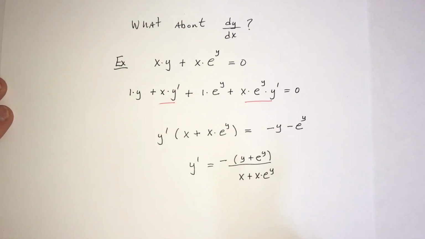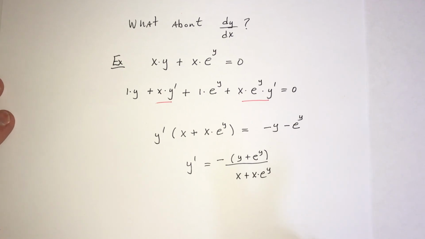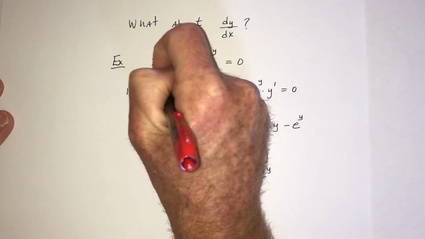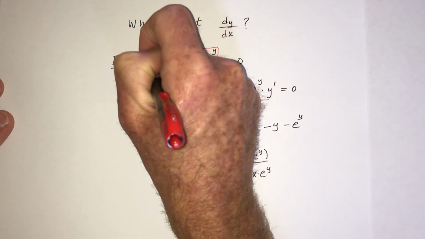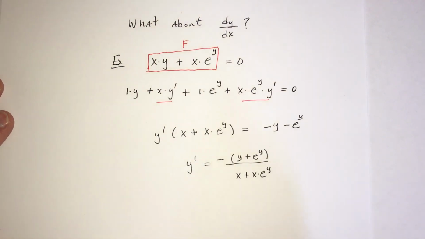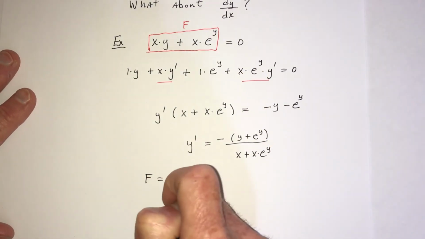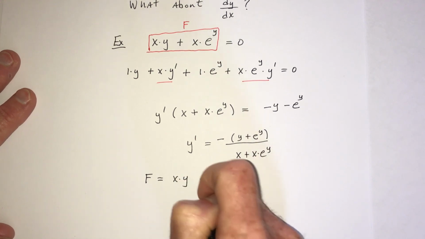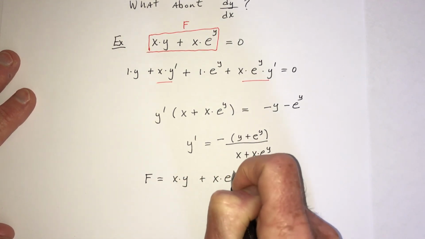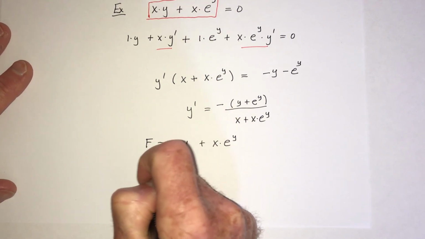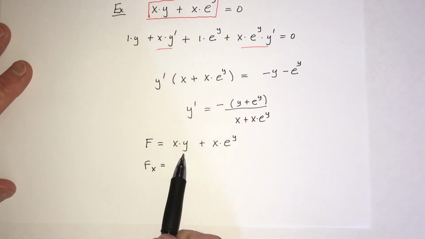Now that was Math 3A. Now let's do this with Math 3C. So once it's set equal to 0, just call all of this your function, which I'm going to call capital F. So capital F equals this. Now let's do this with Math 3C. Take the derivative of F with respect to x. So y is going to be a constant.